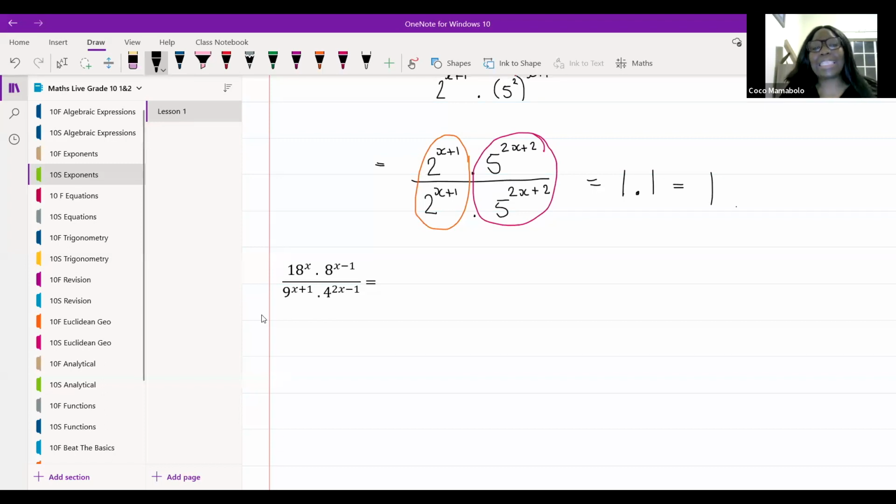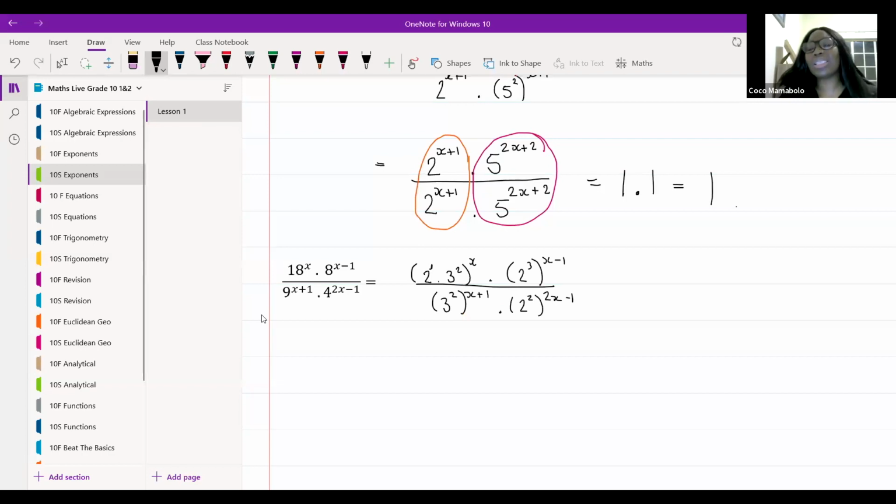I know that 18 is the same as 2 times 3 squared to the power of x. Before I even forget, I'm going to put a 1 there. I don't want to forget to distribute. Multiplied by, I know 8 can be written as 2 to the power of 3, all to the power of x minus 1, over 9 is also going to be 3 squared to the power of x plus 1, times 4 can be written as 2 squared to the power of 2x minus 1.